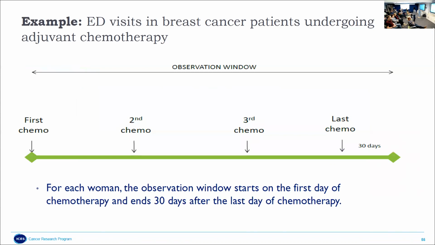All right. So here is a typical observation window for a woman. So as soon as she has chemo, she would enter the study. The observation window starts on that first day of chemo, and then it ends 30 days after the last day of chemotherapy. We wanted a really homogeneous cohort. We wanted the actual follow-up period to be similar for most women. So this was the observation window.